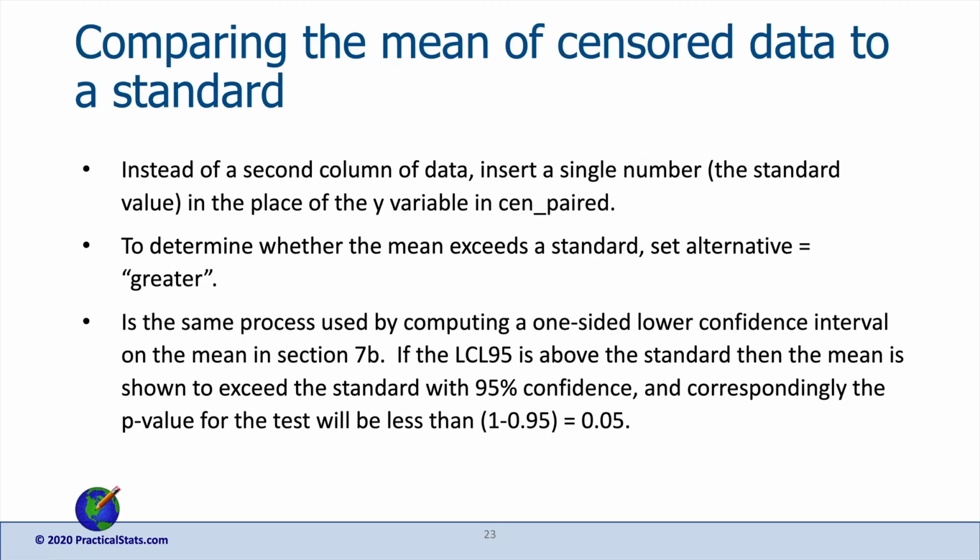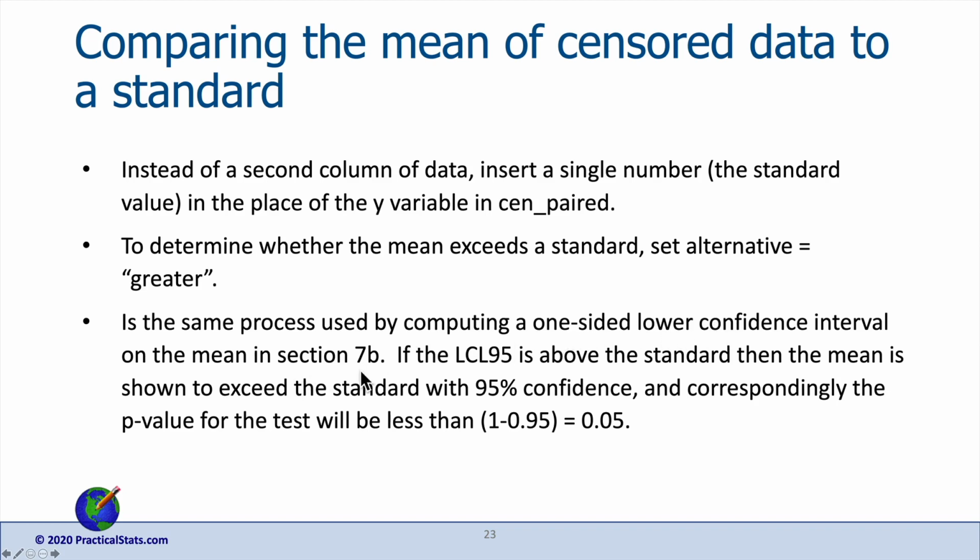You can use these paired parametric tests, the send paired command, to test not just two columns of data, but one column and then one column that's represented by just a single number, a standard or a guidance value. So you can use this to test whether the mean of the first column exceeds that standard. Again, this is something like a t-test, but for censored data. You're going to be computing a one-sided lower confidence interval on the mean.